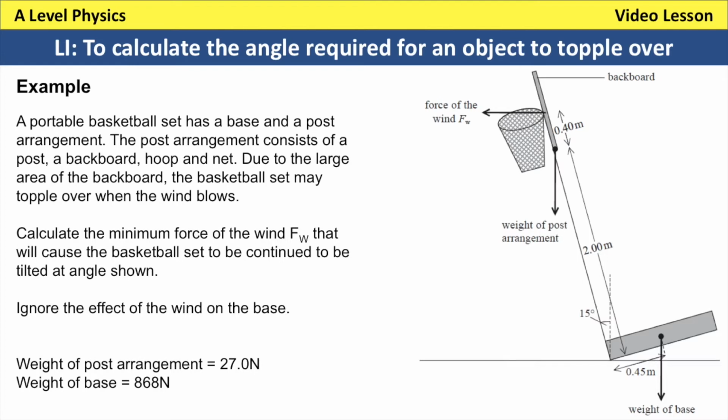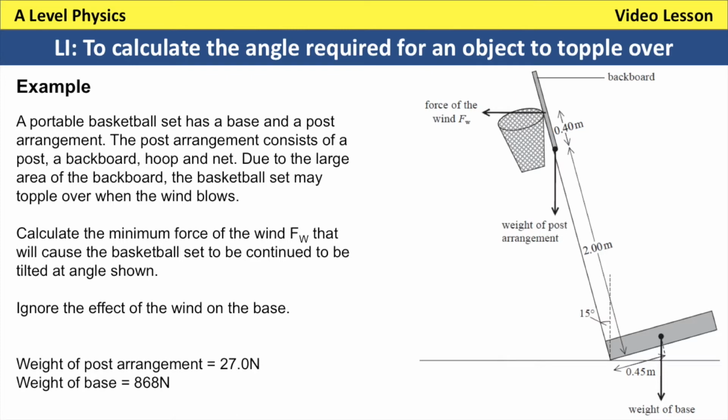Let's look at an example question. This has come from an exam paper from 2016. A portable basketball set has a base and post arrangement. The post arrangement consists of a post, a backboard, hoop and net. Due to the large area of the backboard, the basketball set may topple over when the wind blows. Calculate the minimum force of the wind, Fw, that will cause the basketball set to continue to be tilted at the angle shown. Ignore the effect of wind on the base.